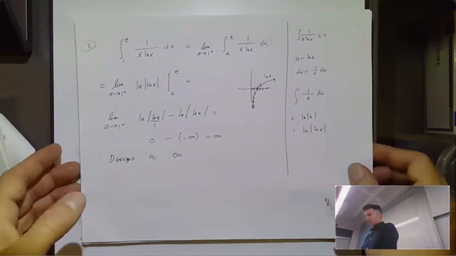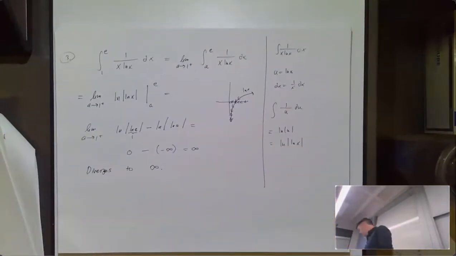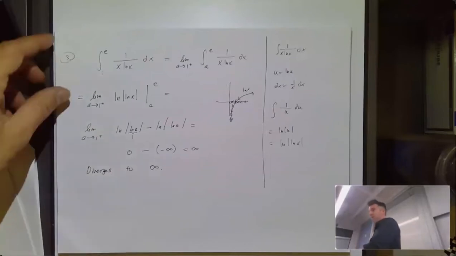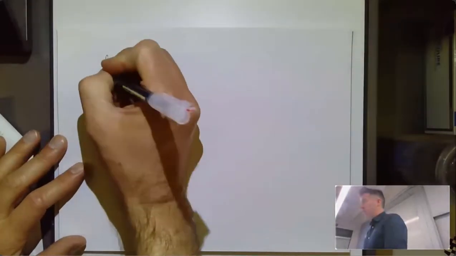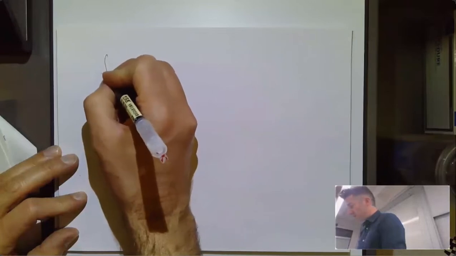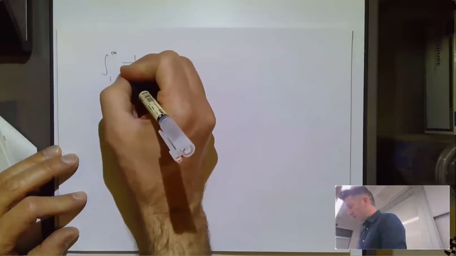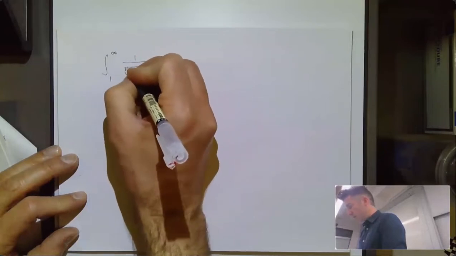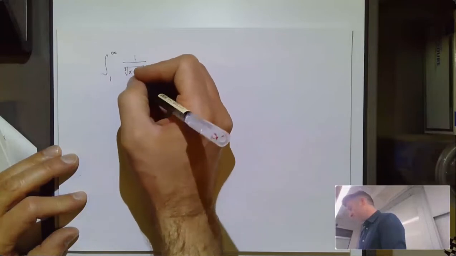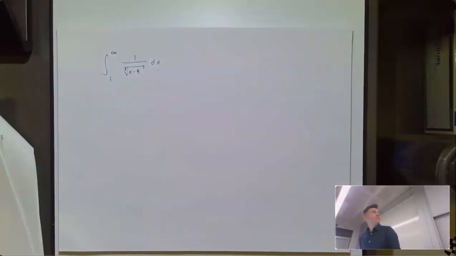Let's look at a couple of those. So sometimes people like to do really horrible things and give you a problem like this. The integral from, let's say, 1 to infinity of 1 over the cube root of x minus 4. So clearly we have a problem where?